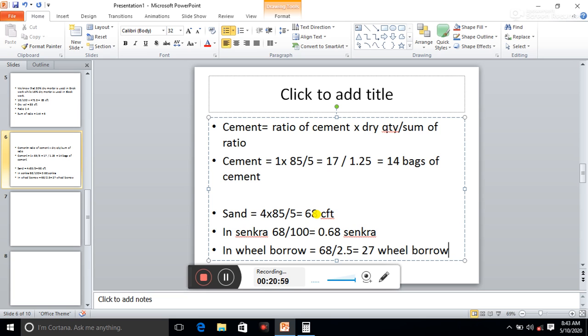So by this method we can find the number of concrete blocks, and the quantity of cement bags and sand. I hope you all will understand this. This was our sixth lecture.